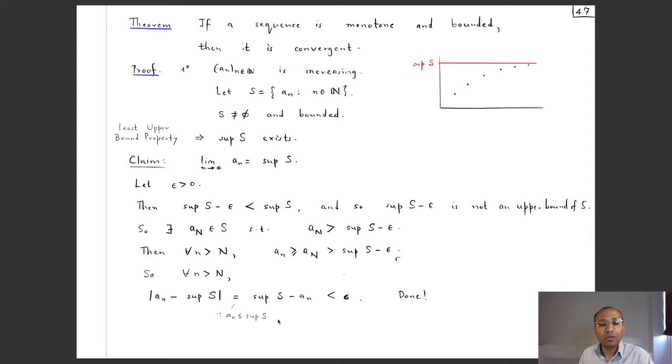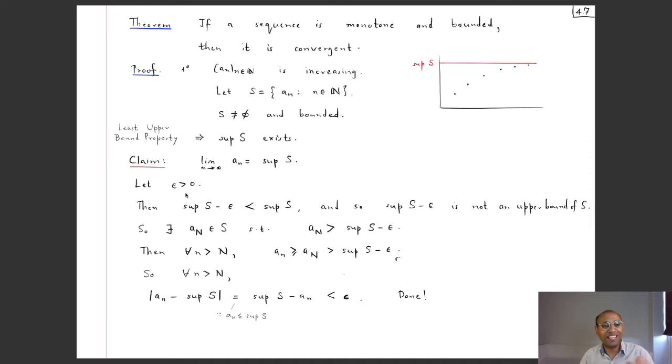Okay, so because of that we have got this, and now we have the inequality that we need, because supremum of S minus an we had already observed, and if I bring this an to this side and bring this epsilon over to the other side, you have supremum of S minus an is less than epsilon. So we have got our desired thing.